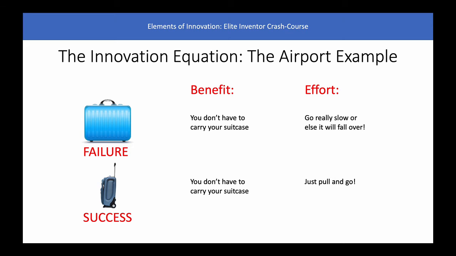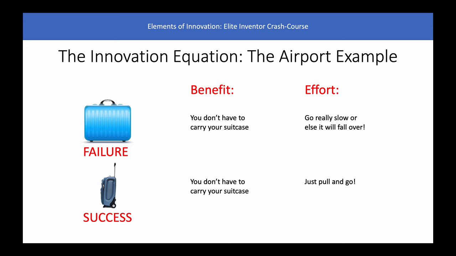Here is the second element of the innovation equation: effort. What effort is required in order to achieve the benefit? What effort is required in order to achieve the value proposition? In the case of the first suitcase with the narrow wheels and the flexible handle, it falls over unless you go really slow and turn corners very carefully. In the case of the second suitcase, which is a success, you just pull and go, and you can even be in a hurry. Understanding that people are mainly using these suitcases in an airport in a busy, hurried environment, you can understand now by looking at the effort why one was a success and the other a failure.